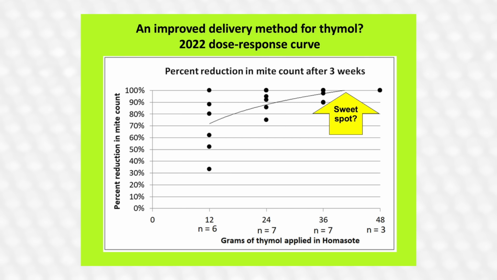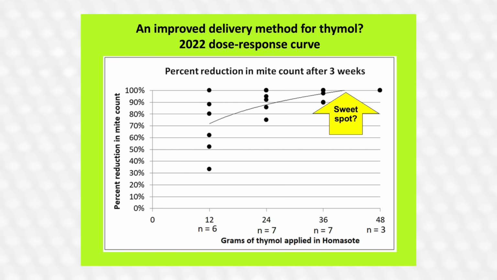And then I did a dose response curve. This was year before last. So at 6 grams per hive, this is the amount of Varroa reduction right here. A 100% reduction means you have zero mite count at the end. You had so-so mite control. At 24 grams, pretty good.